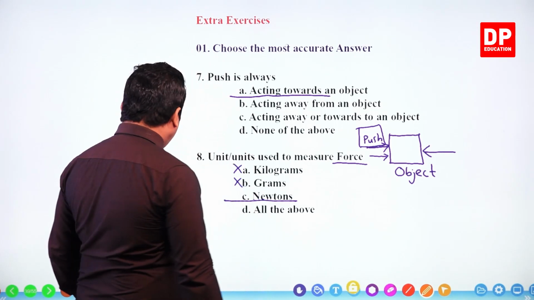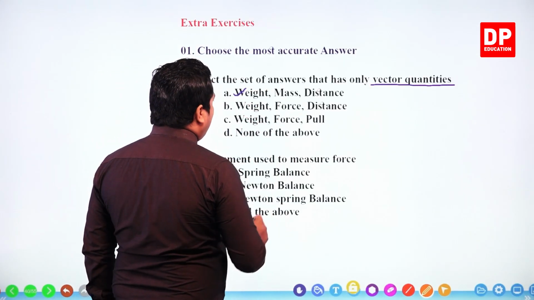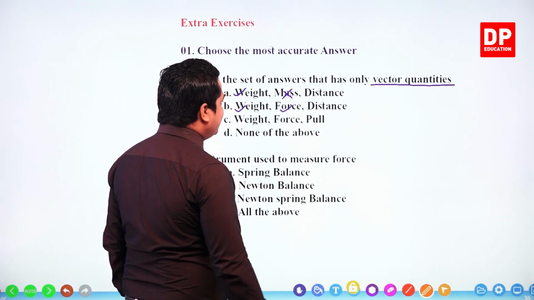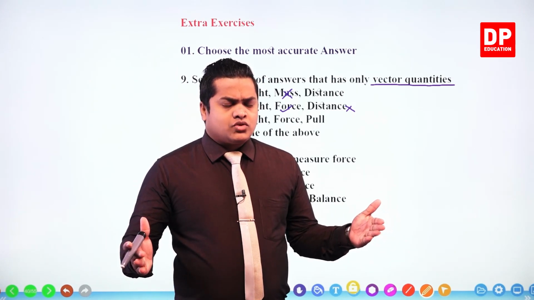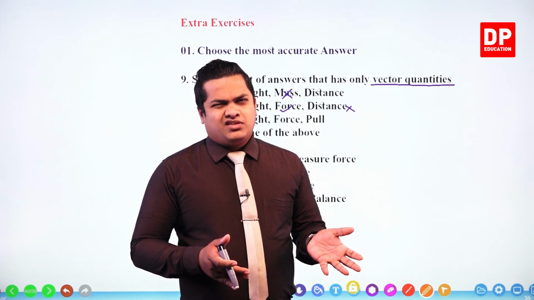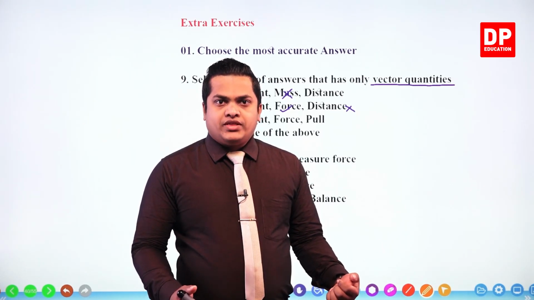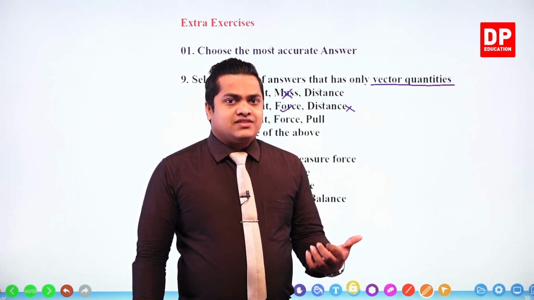Okay, mass. Right then. Select the set of answers that has only vector quantities. Let's go through the answers. Weight, correct. Mass, incorrect. Weight, correct. Force, correct. Distance, incorrect. Distance, like in the earlier case, reflects a certain length. Length is not going to show any kind of direction. How can you represent a direction in length? Distance between two cities means the length between the two cities. So, obviously, it should be a scalar quantity, as it never reflects a direction.